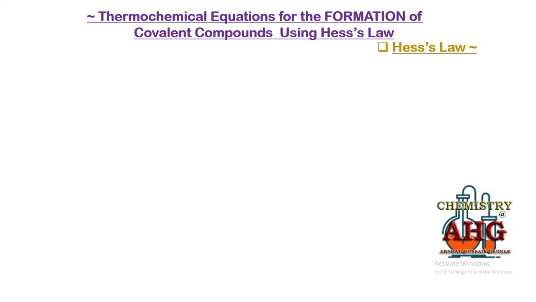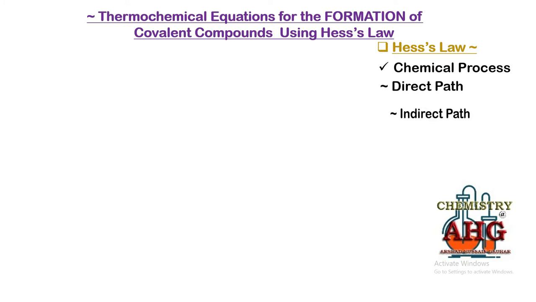One information, always remember, according to Hess's law, every chemical process can involve two different paths. Every chemical process can be completed by using two different paths. One path is known as direct path and the other path is known as indirect path. What is the difference between direct path and indirect path? Direct path is a path when a reaction is completed using one step only. If a process is completed using more than one step, that is known as indirect path.